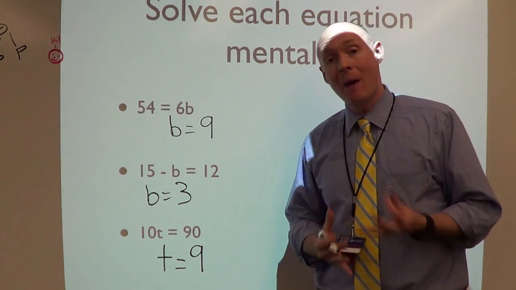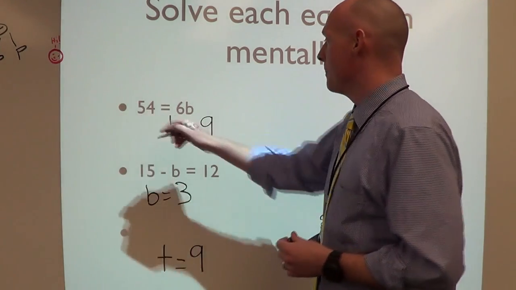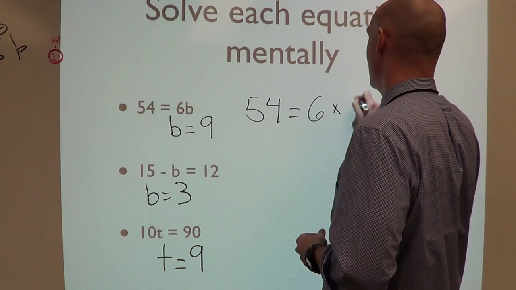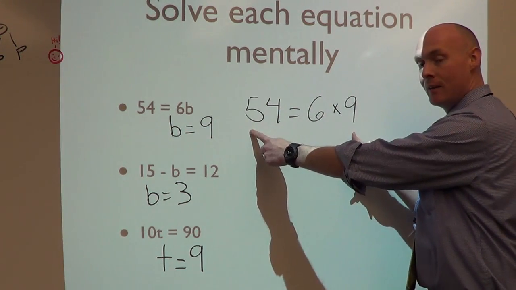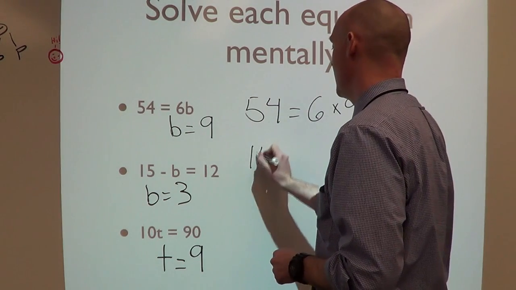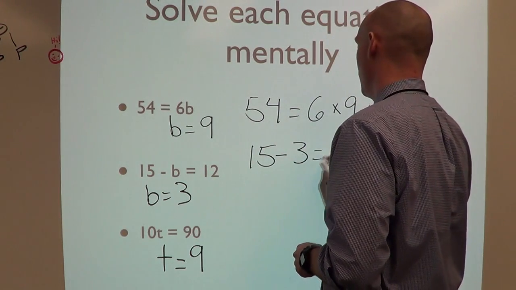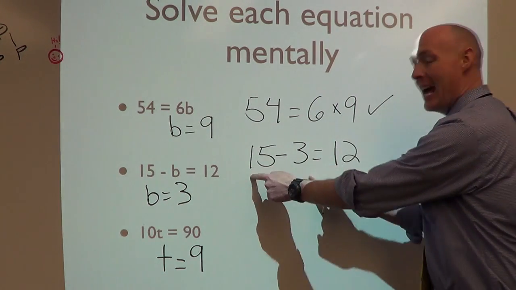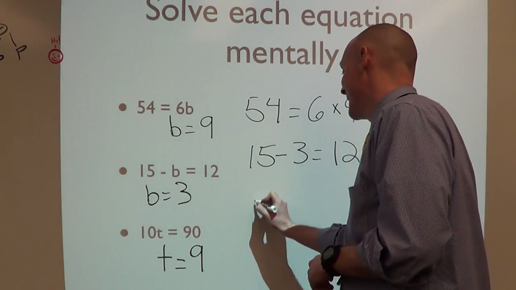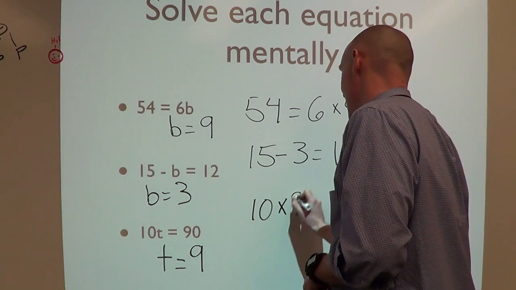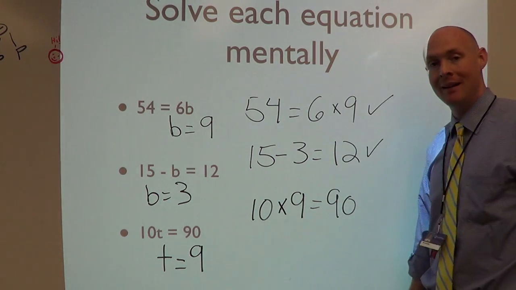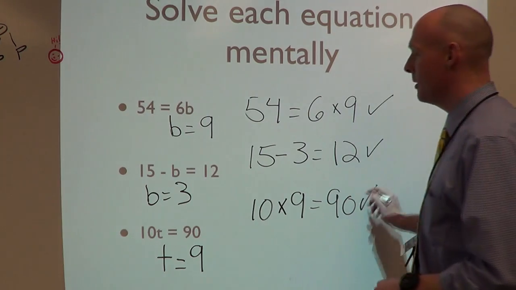And you can always go back and double check your work to make sure it's right. 54 equals 6 times 9. Is that a true statement? Yes, it is. What about this? 15 minus 3 equals 12. Is that a true statement? It is. What about this one here? 10 times 9 equals 90. Is that a true statement? Yes, it is. So that is good.